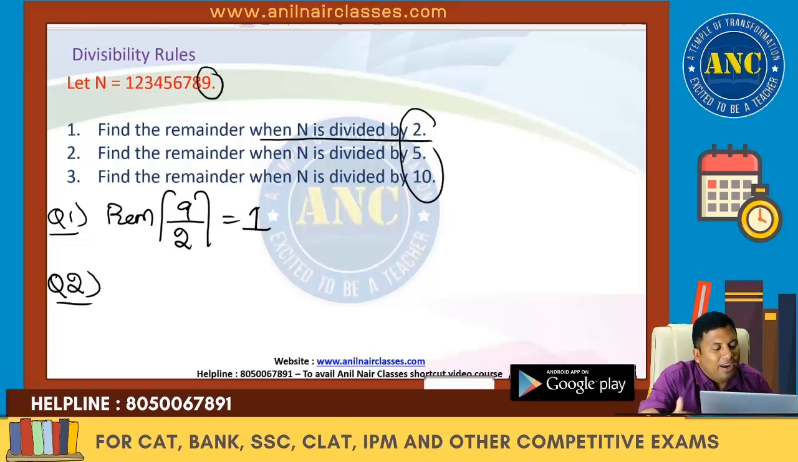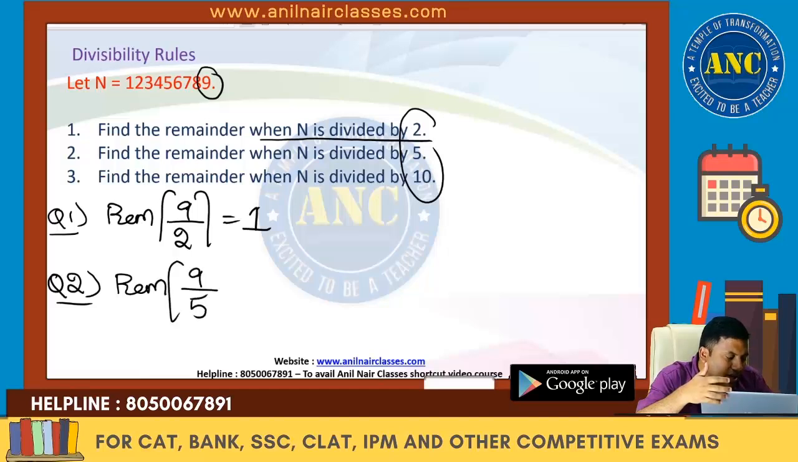Question 2. Find the remainder when a number is divided by 5. When a number is divided by 5, the unit digit should be either 0 or 5. The only focus is on the unit digit. 9 when divided by 5: 5 ones are 5, the remainder is nothing but 4. I hope it is clear.